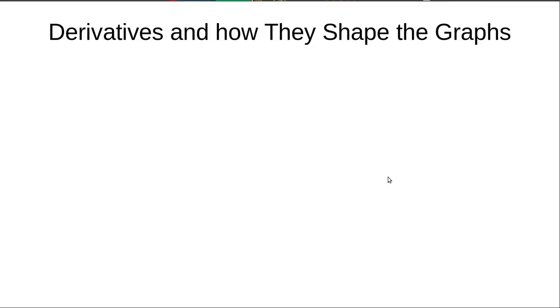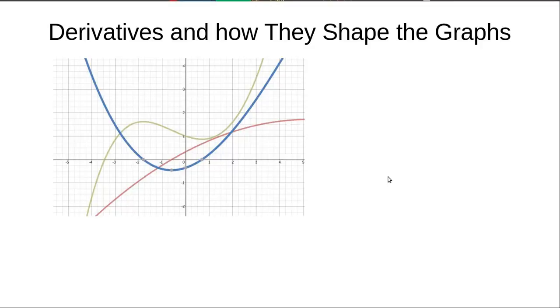So how does a derivative determine the shape of a graph? Well, here I have 3 functions. The first one is in green and is a normal function. The second one is in blue and is the derivative of the green function. And then the red function is the derivative of the derivative. So it's the derivative of the blue function.